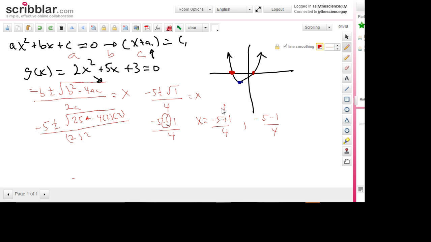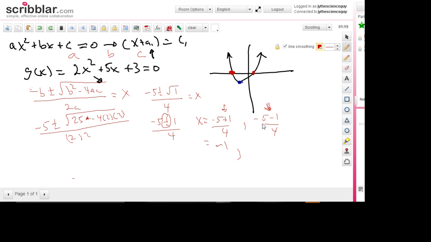You see my plus 1 there? And you see my minus 1 there? You just got to try both of them. So do the math for me. What's -5 plus 1? It should be -4. -4 divided by 4 is? -1. So that's one of my zeros.